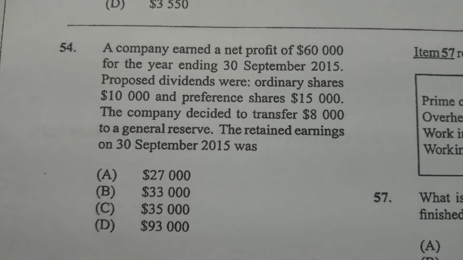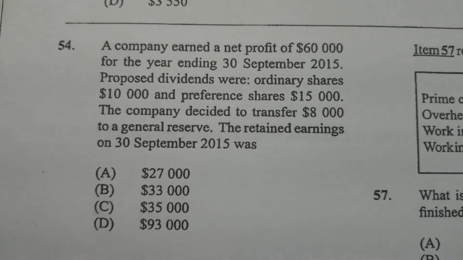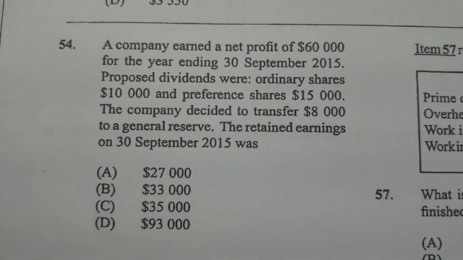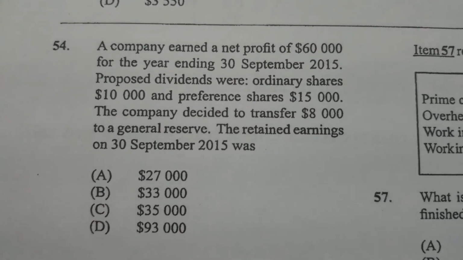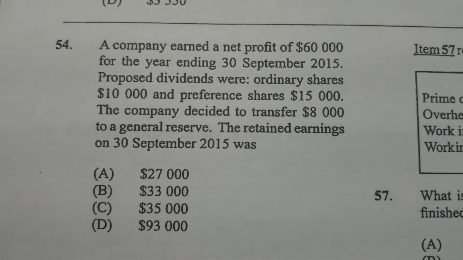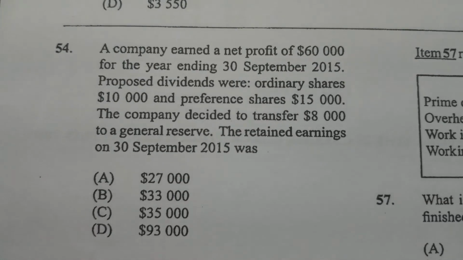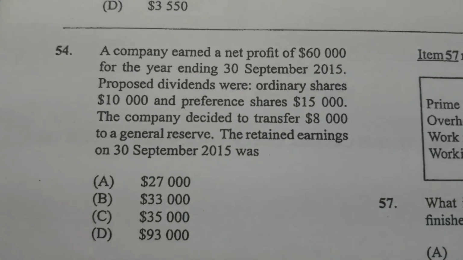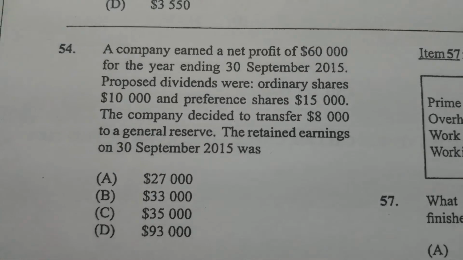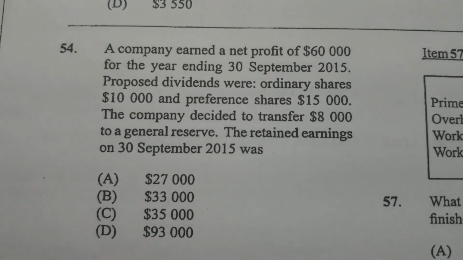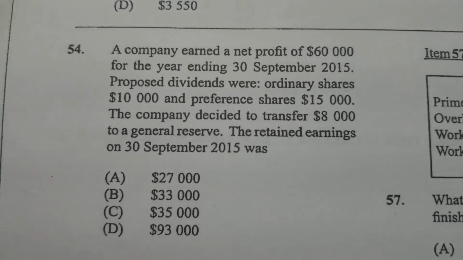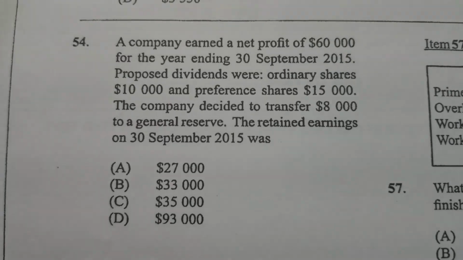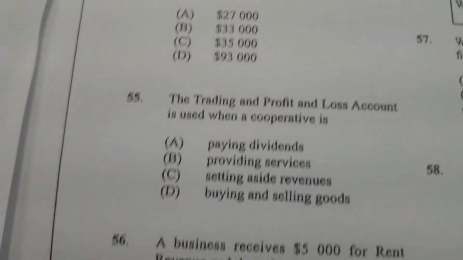All right, so the dividends in total would be 10,000 plus 15,000. That is going to give us 25,000. 25,000 plus the 8,000, yes, it's going to be 33,000. Take 33,000 from the 60,000, we're left with 27,000. All right, let's go to the next question.